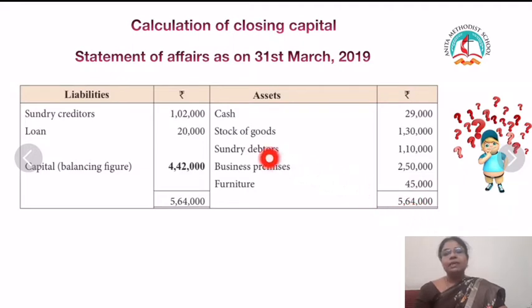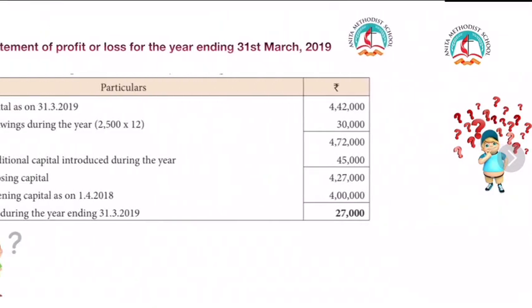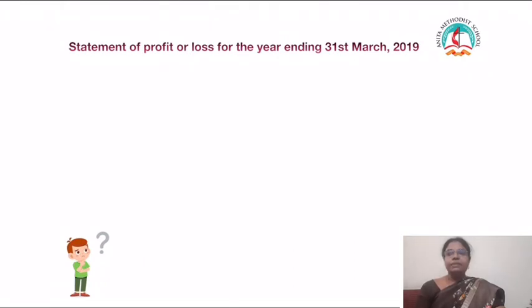On the liability side, sundry creditors 1,02,000, loan 20,000. And the difference between the assets and the liabilities stands as the closing capital, that is the balancing figure, 4,42,000. So children, now we have calculated the opening capital as well as the closing capital. Now we have to find out whether there is profit or loss. So the next one is statement of profit or loss for the year ending 31st March 2019.